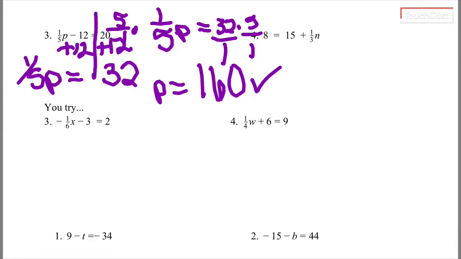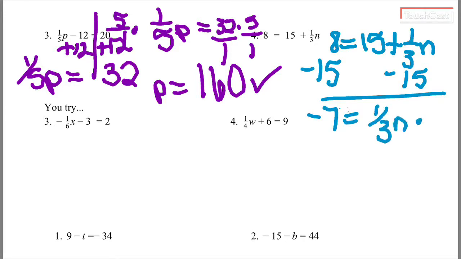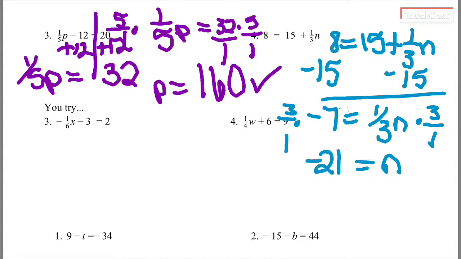Okay, one more. Let me write this one over here just a little bit to get it out of the way. 8 equals 15 plus 1/3 n. Okay, subtract 15 off both sides. Always do addition or subtraction first. Okay, whoops, sorry, my bad. Let me erase that. Okay, 8 minus 15 is going to equal a negative 7 equals 1/3 n. Multiply both sides by 3 over 1. So n equals negative 21.